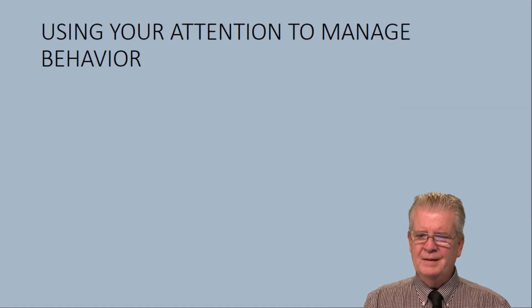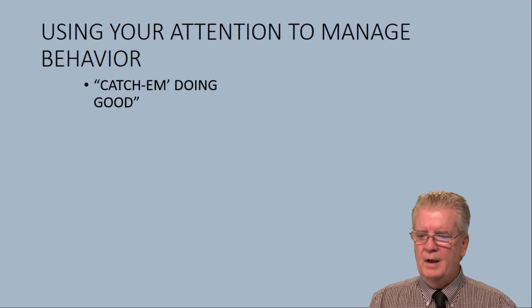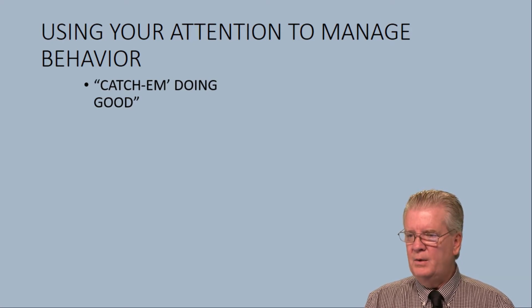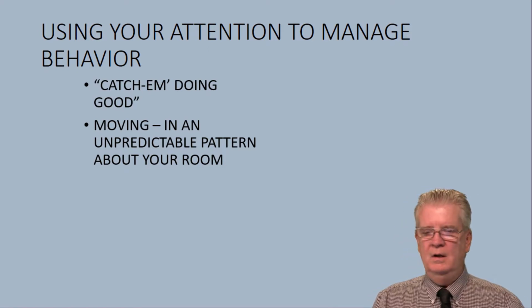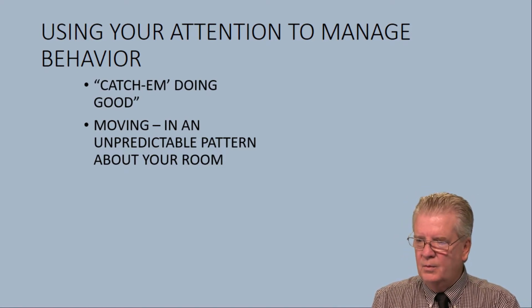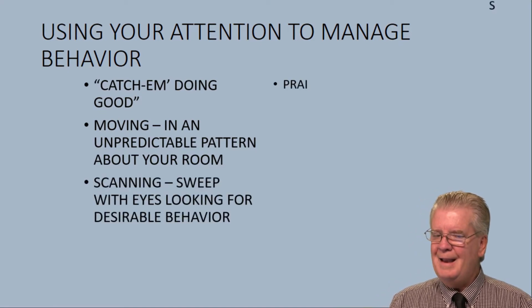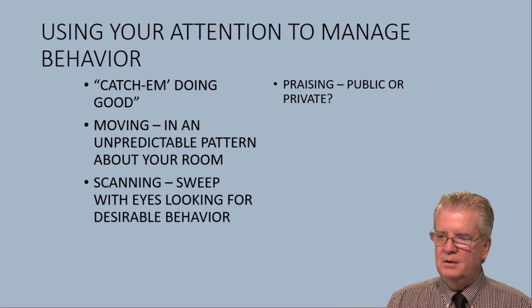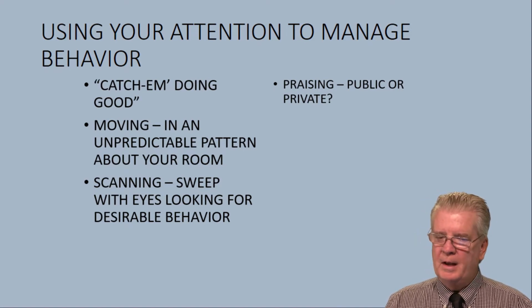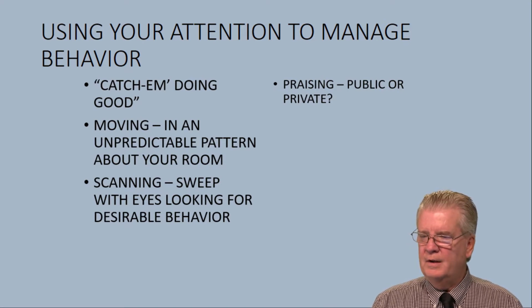So as we continue on, how do you use your attention to manage behavior? Well, you catch them doing good academically, being engaged without you having to remind them, things like that. You also move. You should really move. Unless you're in a one-on-one discrete trial kind of thing with one individual student, you should be able to move unpredictably about your classroom and scan and then praise, public or private, we've already talked about that, for desirable behavior. The student's working. They're working on that worksheet independently. They're involved over here with this particular activity. They're in this learning station.